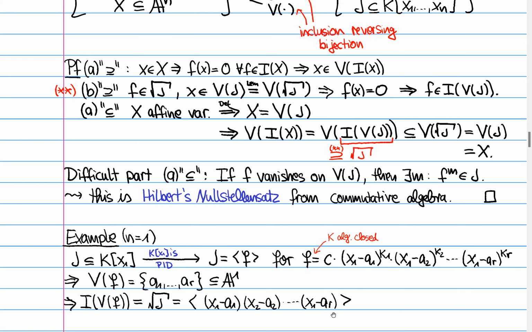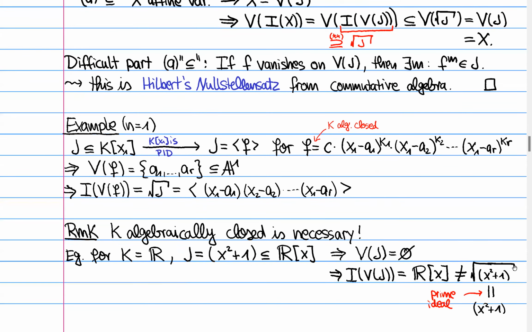And this is reflected by the fact that this ideal here is the radical ideal of the ideal generated by this product of powers. So that's one thing. That's the concrete Nullstellensatz in action.